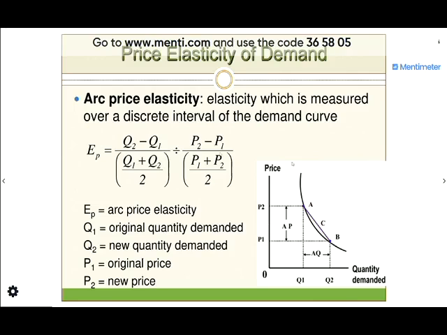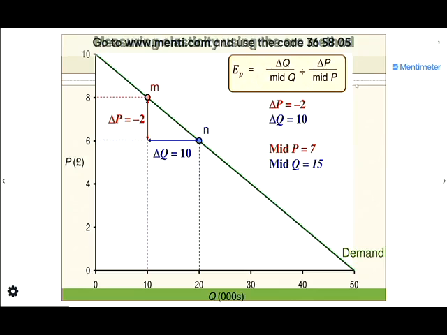So going back, mid P is basically the average P, and delta P is just P2, the new price, minus the old price. Now, this is just a ratio on its own: the percentage change in quantity over the percentage change in price. Now, looking at this example, notice that delta P is negative. Change in price is negative. That means we have a new lower price. The price declined from 8 to 6 pounds. So delta P is negative.